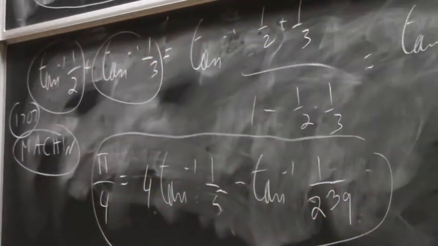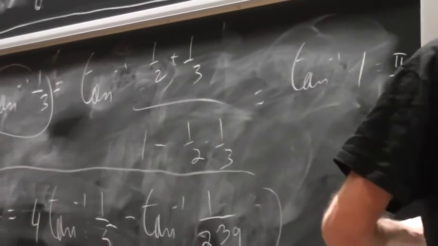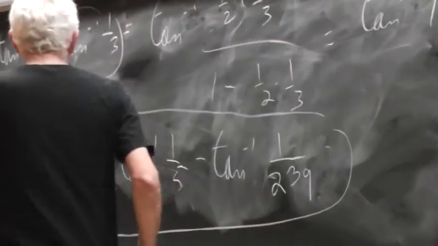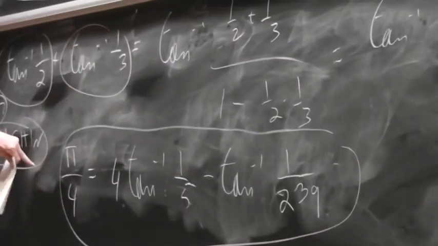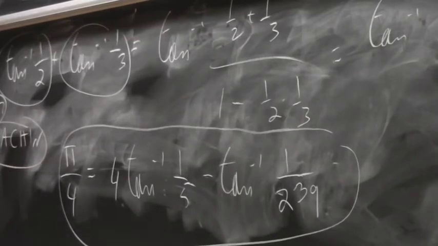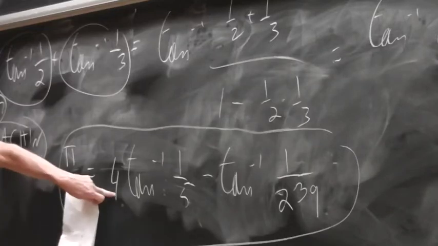So this is one way that you can improve. And for a long time, that's how they computed pi. All the early computations of pi by early computers, up to the 70s, were done using variations of this.